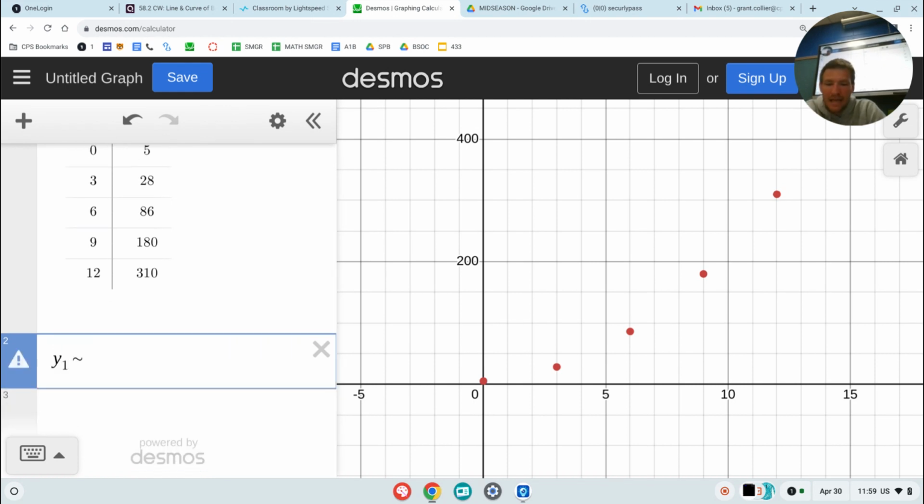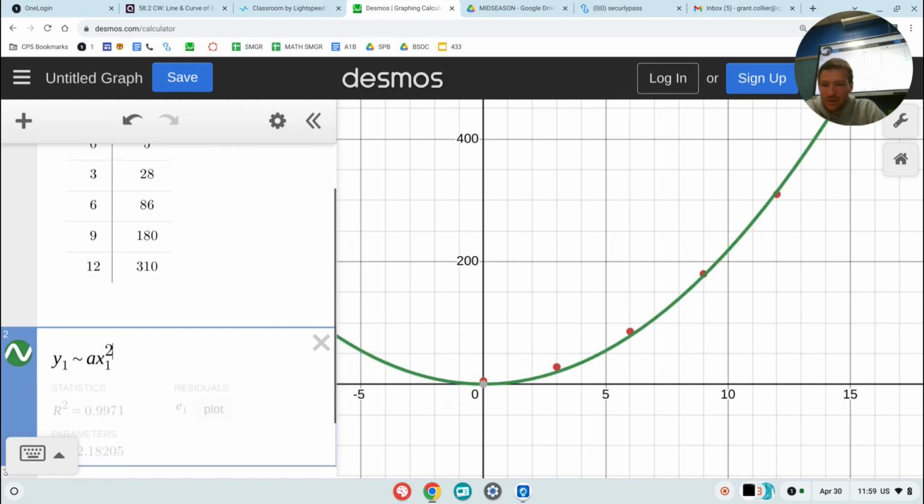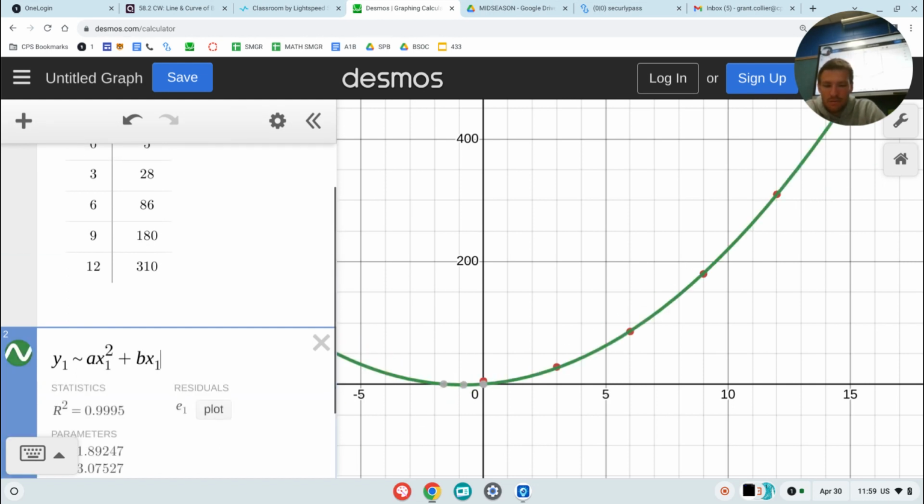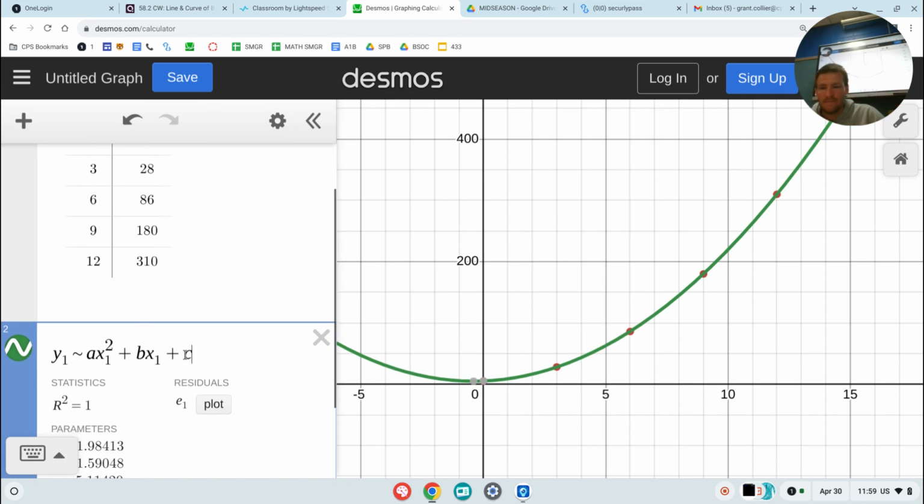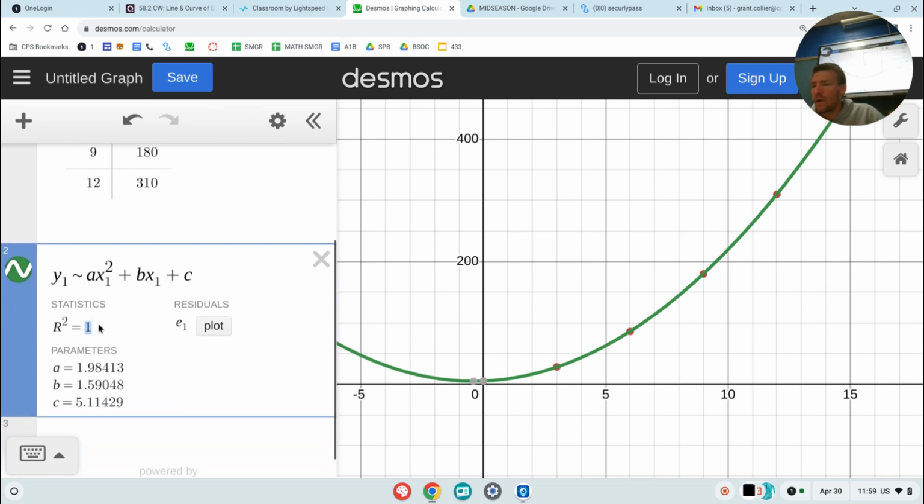Y1, squiggly, AX1, shift 6, 2, plus BX1 plus C. Again, I know it's a little complicated. It's on your paper. It's on the board. You just got to type it in, okay? Look at the R squared value. Make sure it's at least 95. And this is a straight up perfect 1. That's like a 100%. DESMOS feels literally perfectly confident that this is going to be excellent.